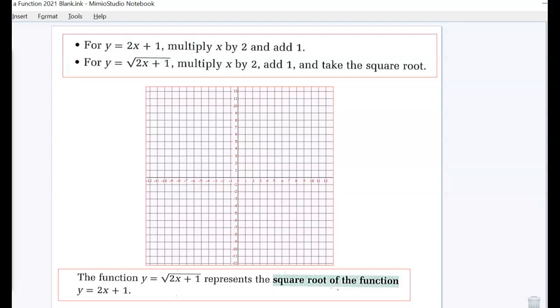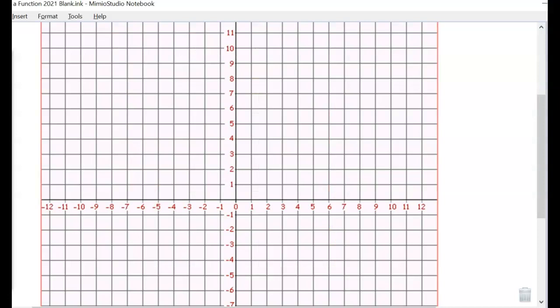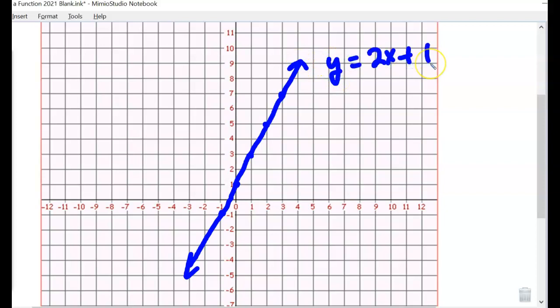So for the equation y equals 2x plus 1, if we were going to graph that equation, the graph y equals 2x plus 1. So when x is 0, y is 1, and the slope is 2, my graph is going to look something like this. So there's going to be the graph of y equals 2x plus 1.